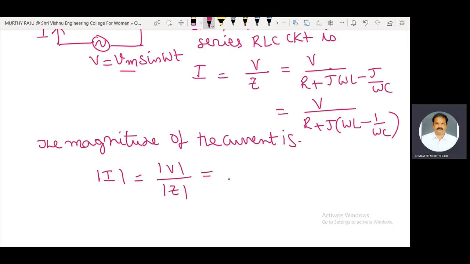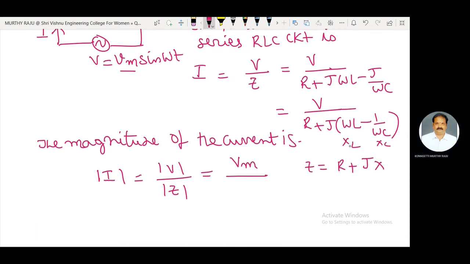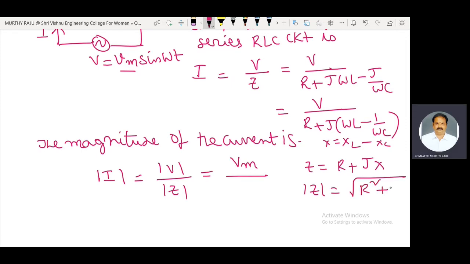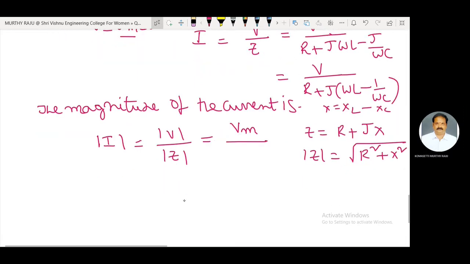Here mod V, the magnitude of that voltage, is Vm. Here mod Z is, this is R plus jX. That is, this is the Z. X is the net reactance. This one is XL, this one is XC. XL minus XC is X. Therefore, Z is equal to R plus jX. Mod Z is equal to square root of R square plus X square. Therefore, the magnitude of current, mod I, is equal to Vm by square root of R square plus X square.